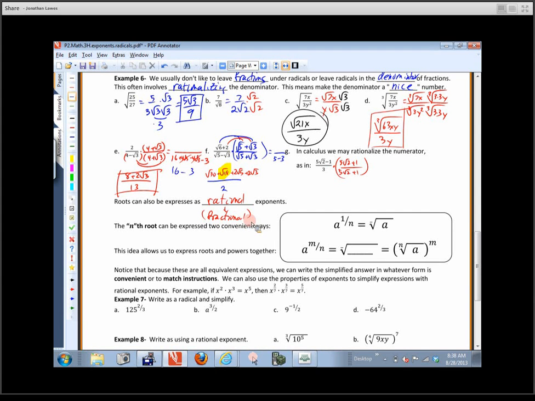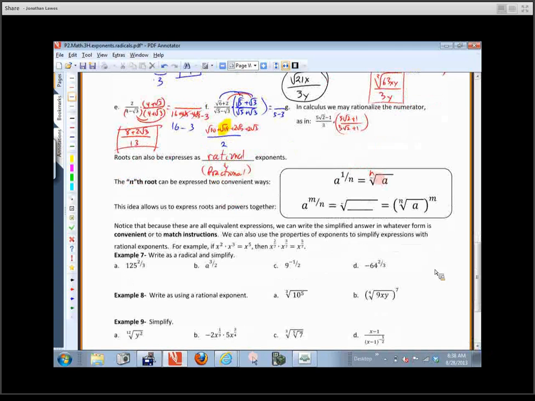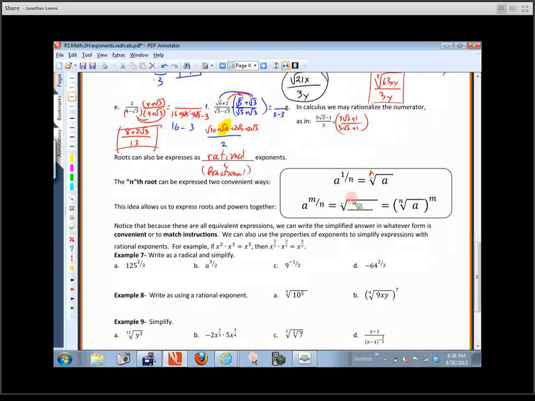Fractional exponents. So the nth root can be expressed in a couple of convenient ways. If I have a to the 1 over n, that is the nth root of a. And the cool part about this is you can either use the radical or you can use the rational exponent, the 1 over n.